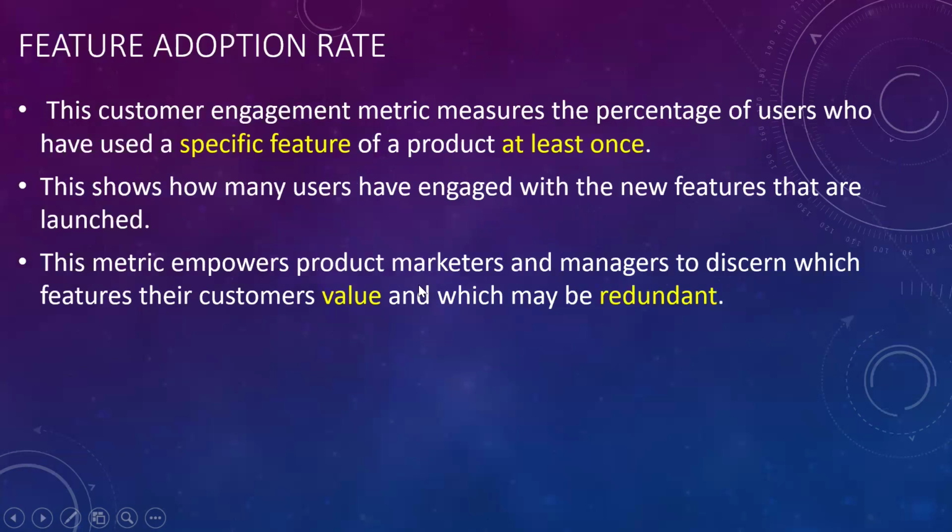Then feature adoption rate. This customer engagement metric measures the percentage of users who have used a specific feature of a product at least once. This shows how many users have engaged with the new features that are launched. This metric empowers product marketers and managers to discern which features their customers value and which may be redundant.